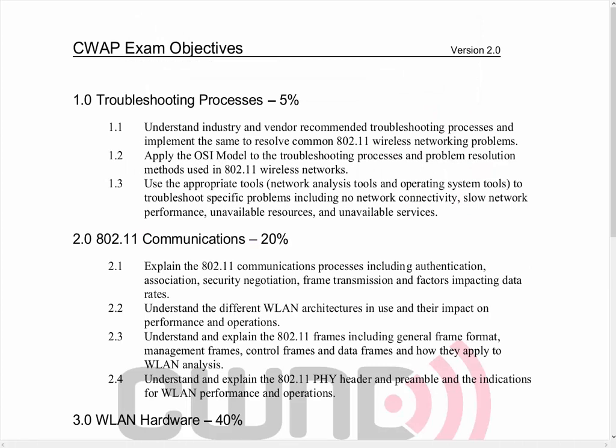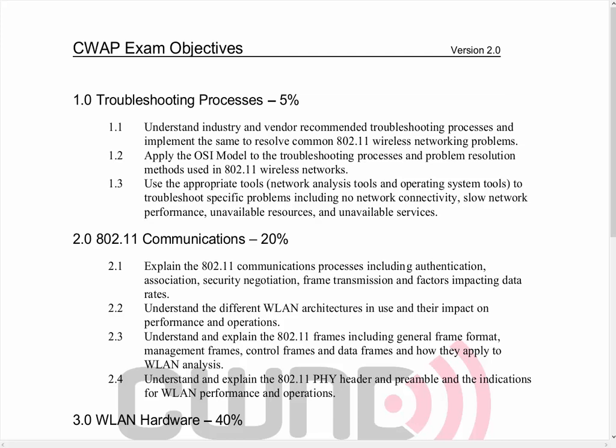As you may have noticed with some of our recent exam releases, we've gone away from the large number of bullet points and to more of a paragraph format for the objectives. So knowledge domain 1, troubleshooting processes is 5%, and you can see here there are 3 sub-objectives. Understand industry and vendor recommended troubleshooting processes and implement the same to resolve common 802.11 wireless networking problems. Apply the OSI model to the troubleshooting processes and problem resolution methods used in 802.11 wireless networks, which basically means that you need to understand when you're dealing with a layer 1, a layer 2, or even a layer 3 or 4 issue.